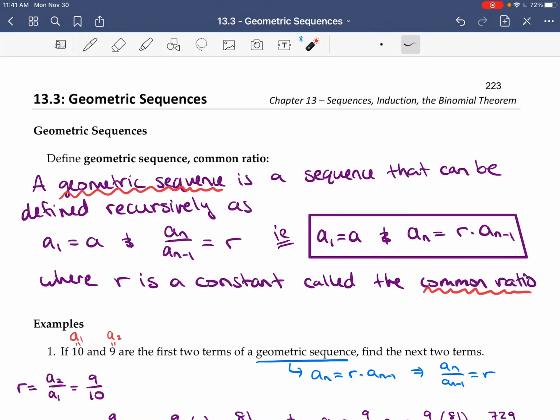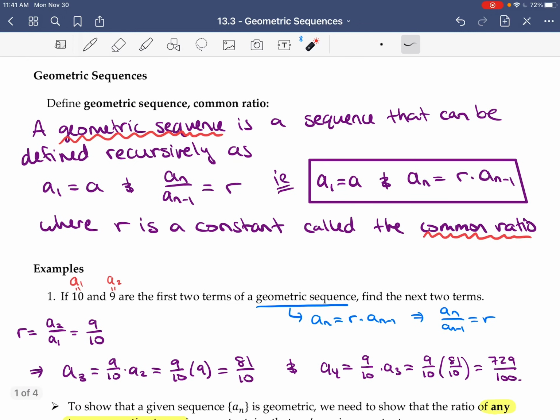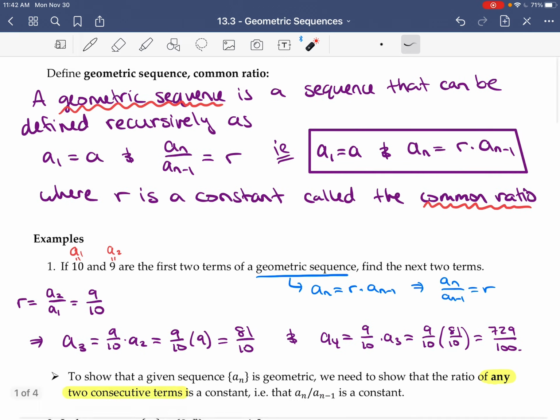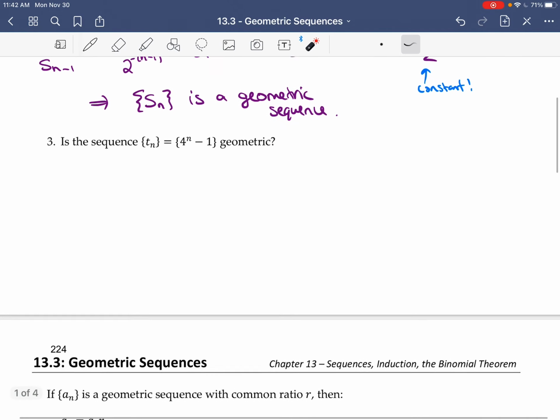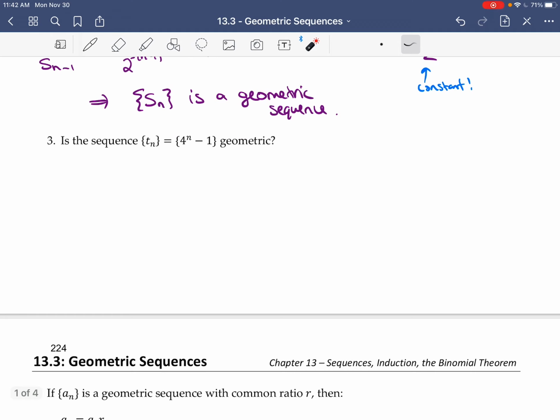In this video, we're going to do a few more examples involving geometric sequences. So remember, a geometric sequence can be defined recursively. You have a first term, and then to get to each subsequent term, you just multiply by a common ratio r. You take the term before it and multiply by r, and that gives you the next term. Okay, now in example 3 here, we wanted to determine whether or not this sequence is geometric.